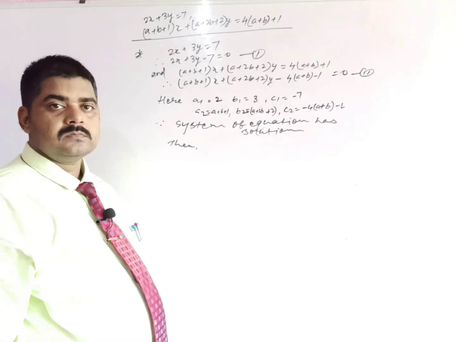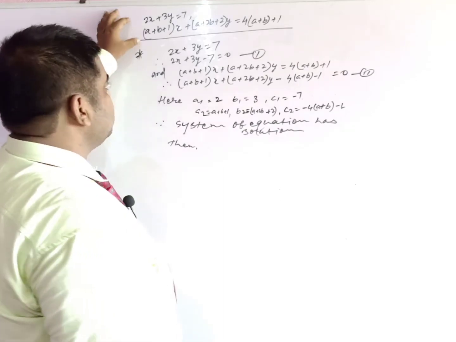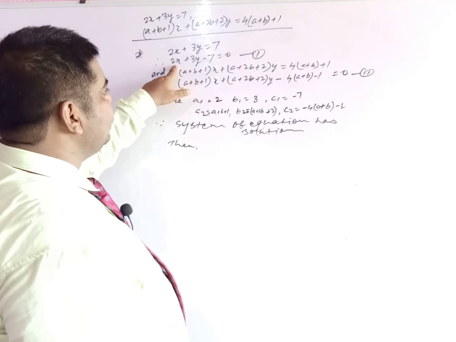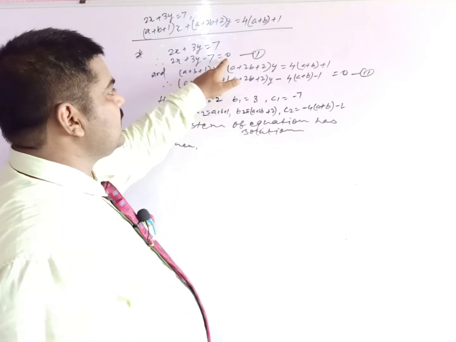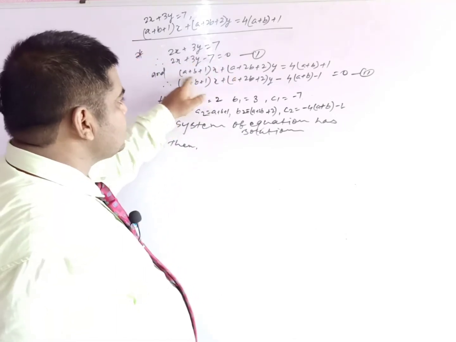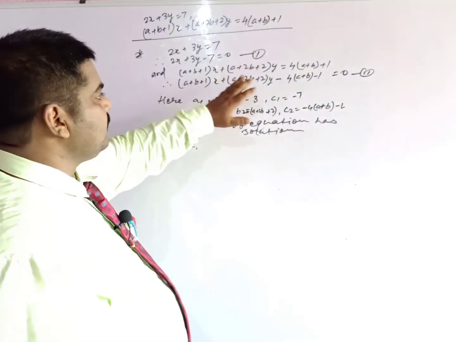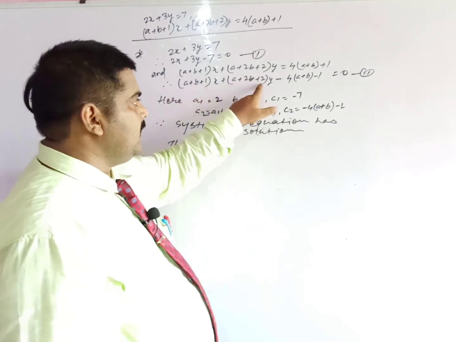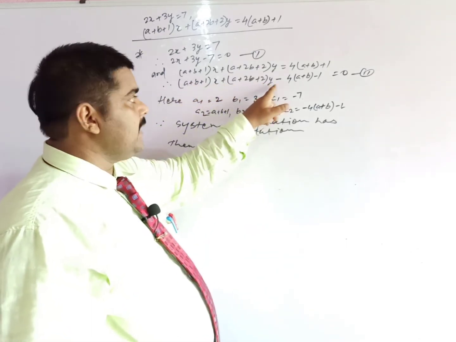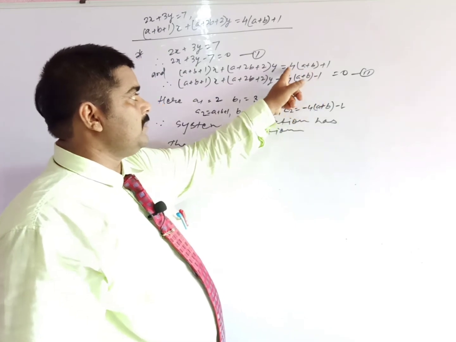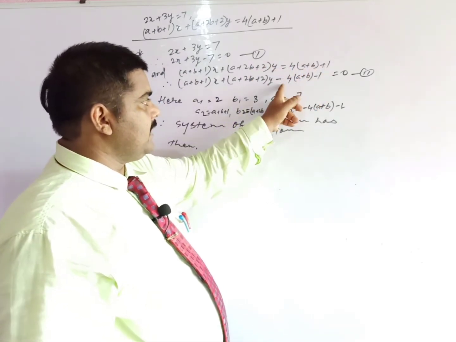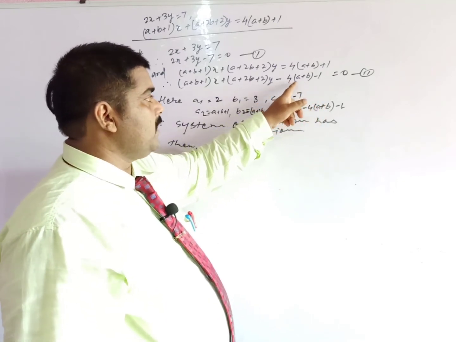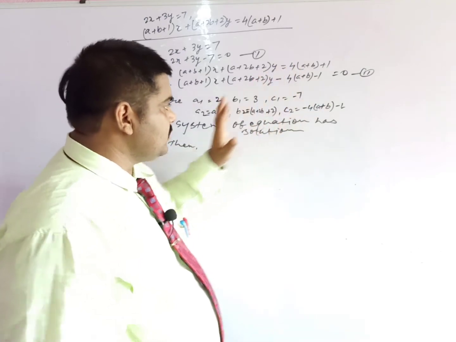My dear student, here two equations have been given. 2x plus 3y is equal to 7, which can be rearranged as 2x plus 3y minus 7 is equal to 0. The second equation, if you rearrange it, is (a plus b plus 1)x plus (a plus 2b plus 2)y minus, and both plus and minus change when they change sides, then it becomes minus 4(a plus b minus 1) is equal to 0.